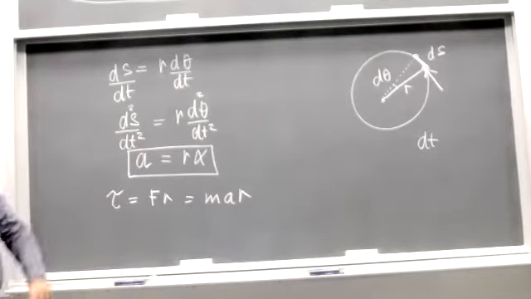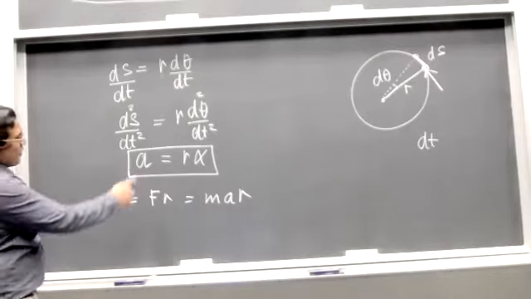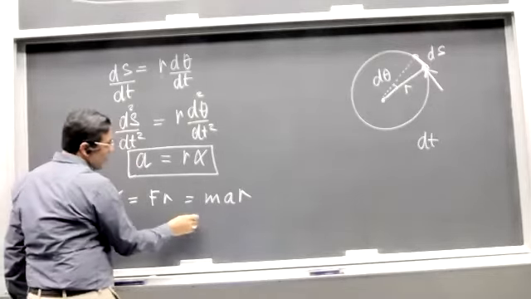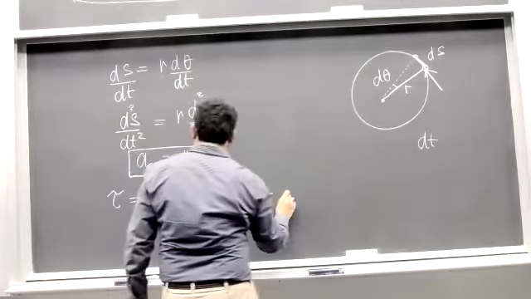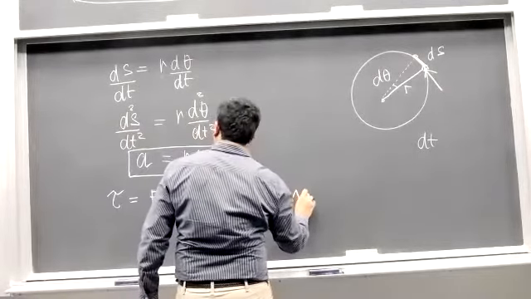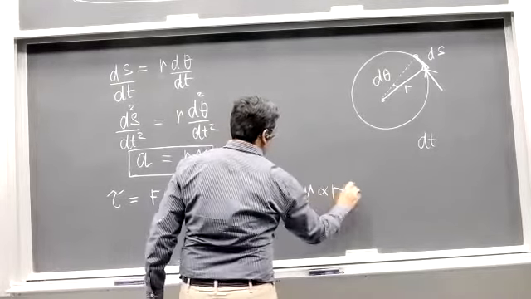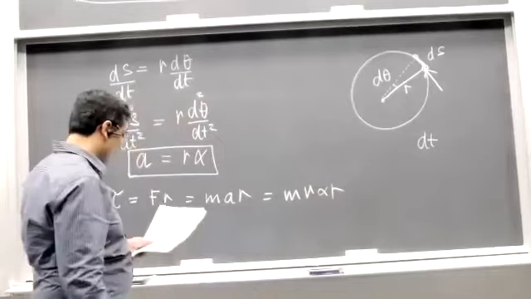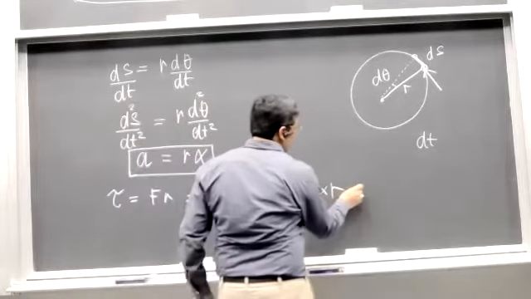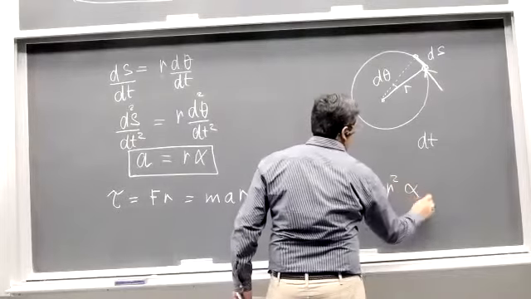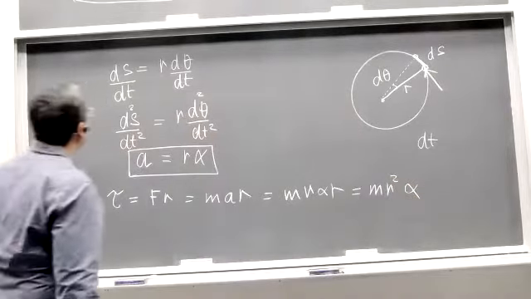Let's say m is the mass of the ball attached to the rod. And now plug in the value of a from this equation. So what do we get? m r alpha r, right? Or m r squared alpha.